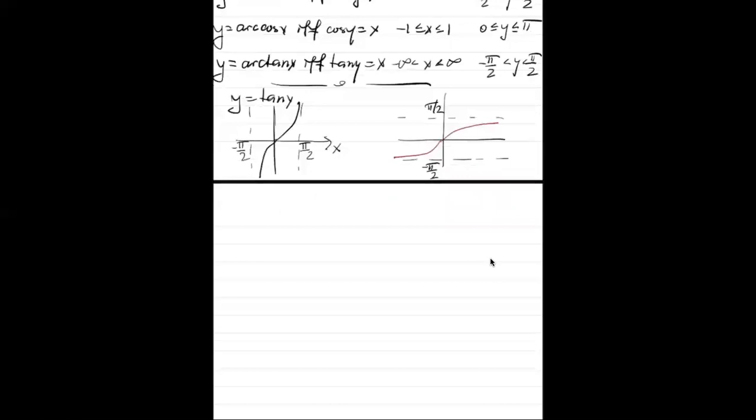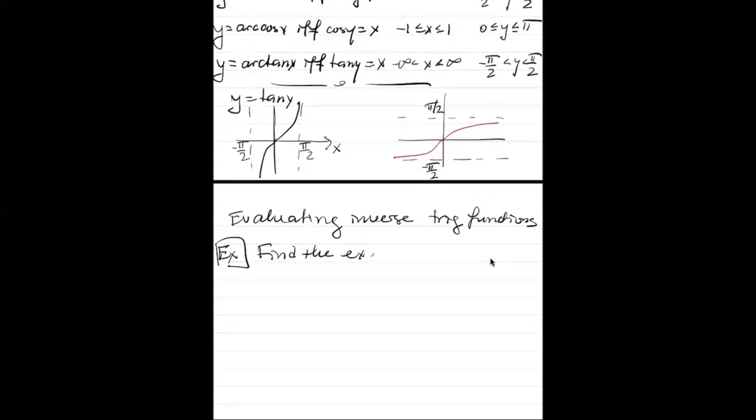So example, evaluating inverse trig functions. Example: find the exact value of arc cosine √2/2. So we are asking what angle, theta, has cosine that is √2/2.